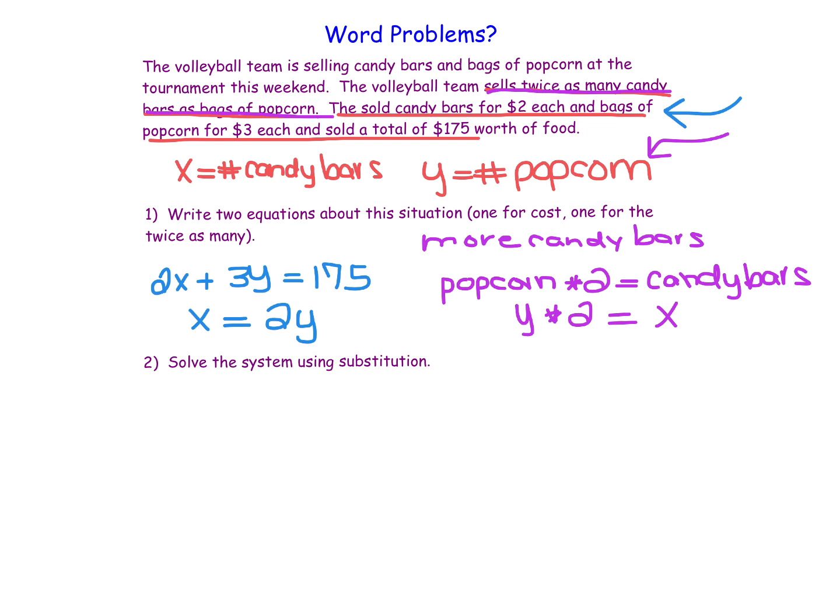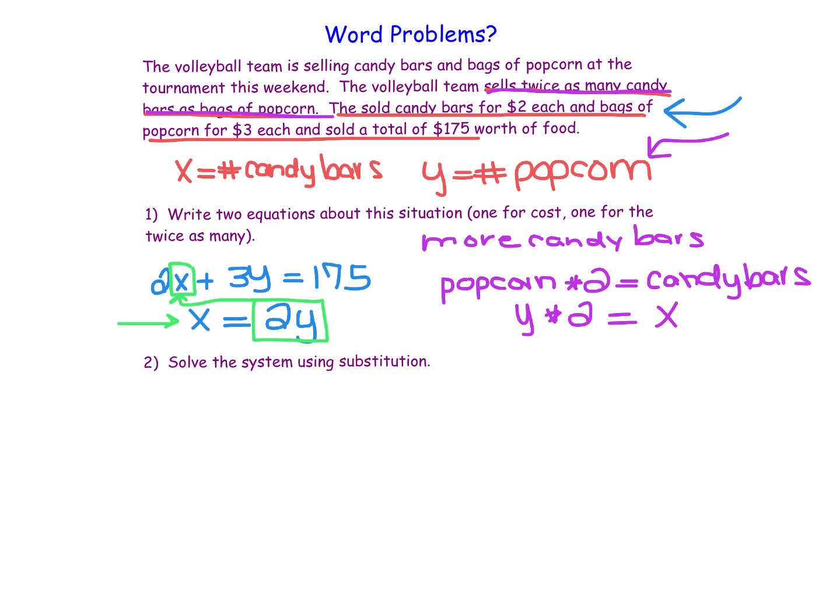Now, part 2 says to solve this using substitution. And the reason that substitution is a great strategy here is because we already have a variable alone in our second equation. So what we're going to do is take what x is equal to, and substitute it into the other equation in place of x, because x and 2 times y have the same value per that equal sign that is between them.